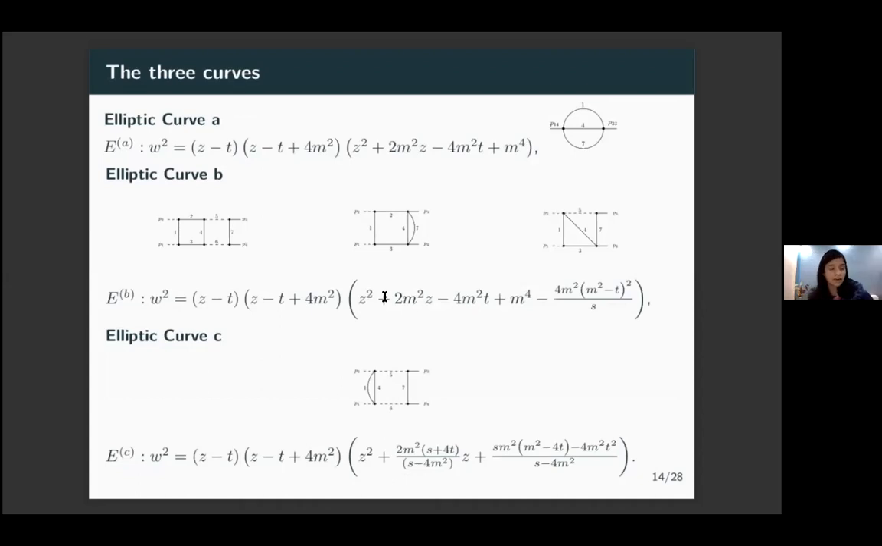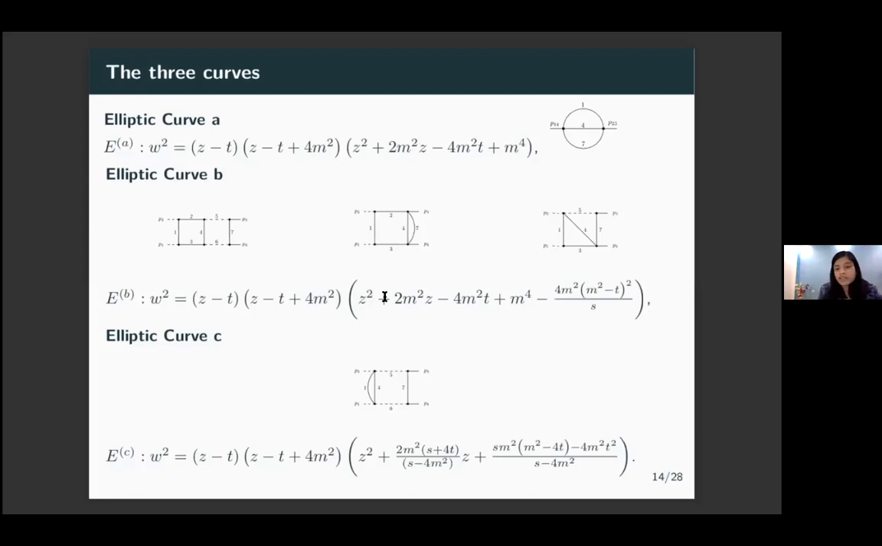Kinematic regions, by which you mean different values of these kinematic variables. Is that what you mean? S, T, and U. So how does one say this in terms of the actual kinematic variables?